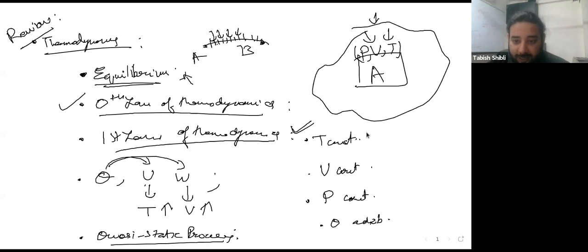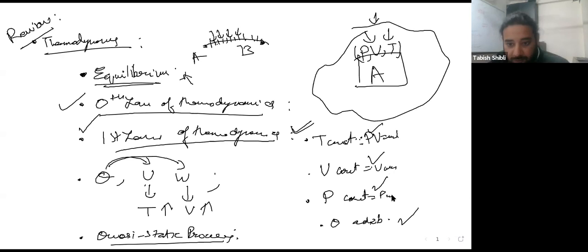Then for each of these, we solved the first law and we got certain conditions. For an isothermal case, we got PV is equal to constant. For V, it's obviously V is equal to constant. For P, we have P is equal to constant. And for Q, we have dQ is equal to 0, or Q is constant, right?